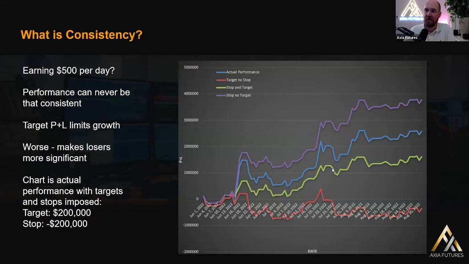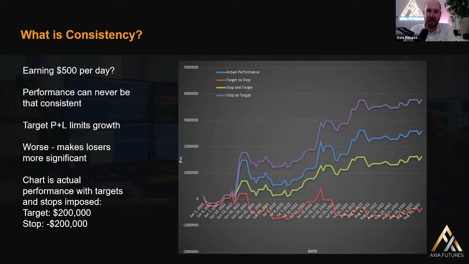Likewise, though, the green line, yes, it goes up. But what's happening here is you're giving yourself a stop and a target. What I'd done is imposed a theoretical daily stop of minus 200,000 and plus 200,000. So what that creates is that situation. It's the second worst performance.